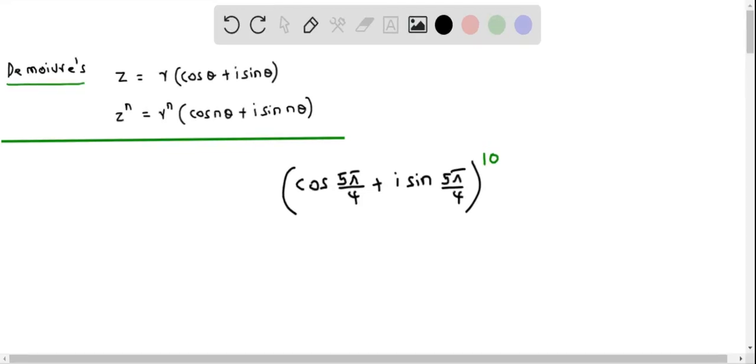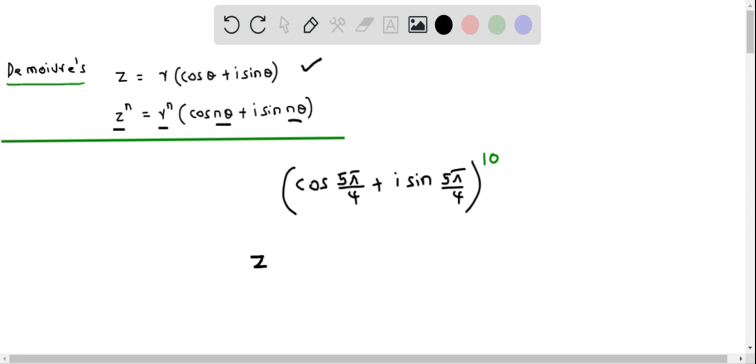We now determine the power of this complex number. That is, we have (cosine of 5π/4 + i sine 5π/4) raised to the power of 10. And we are going to find this using De Moivre's theorem, which states that if z equals r times (cosine theta plus i sine theta), then z^n equals r^n times (cosine n theta plus i sine n theta). So we're going to use this De Moivre's theorem to determine the power of this complex number.